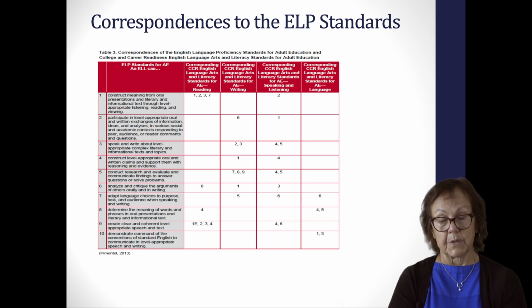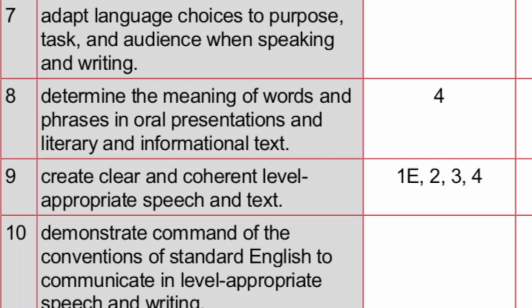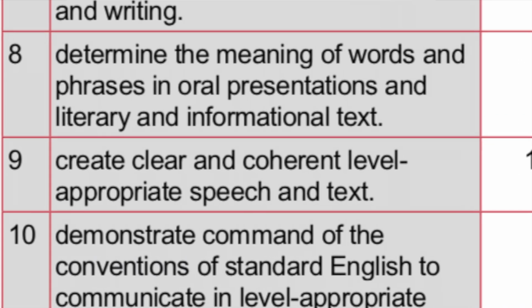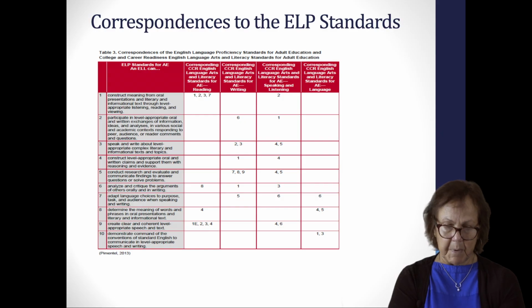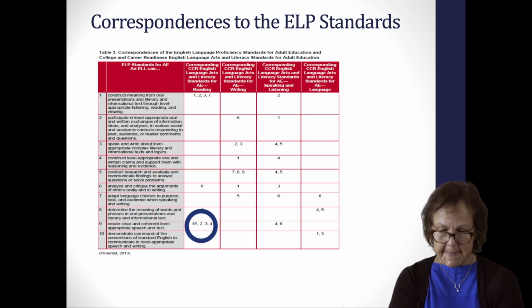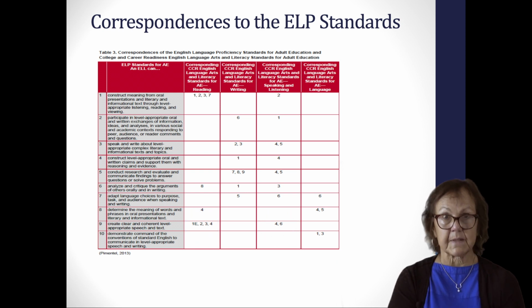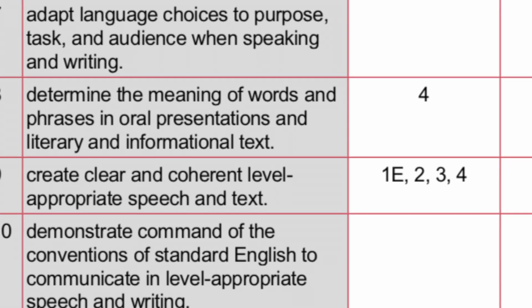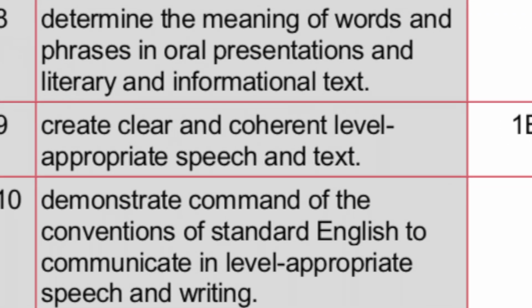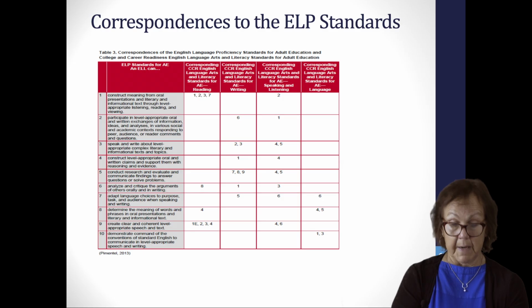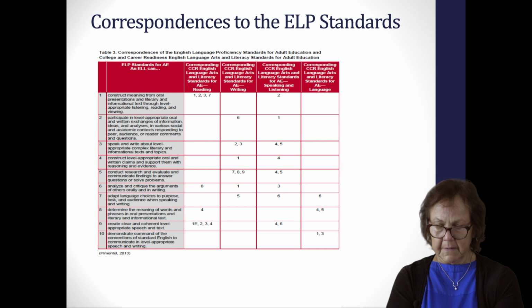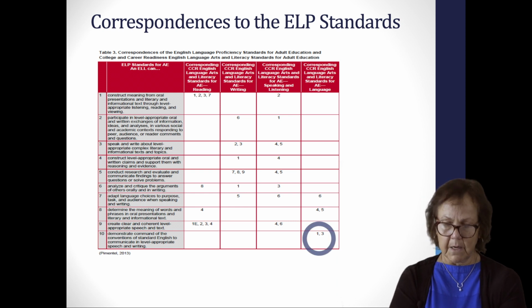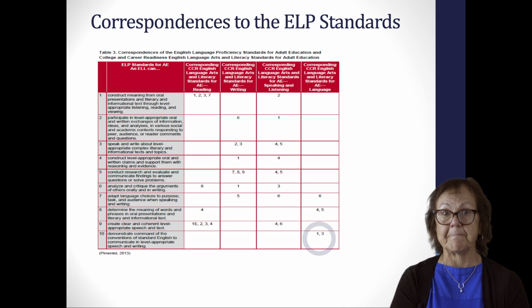And Standard 9 in the ELP standards, create clear and coherent level appropriate speech and text, corresponding to CCRS Standards 1E in reading, 2, 3, and 4, and in speaking and listening, 4 and 6. Last but not least, demonstrating command of the conventions of standard English to communicate level appropriate speech and writing, corresponding to the language of the CCRS standards 1 and 3.